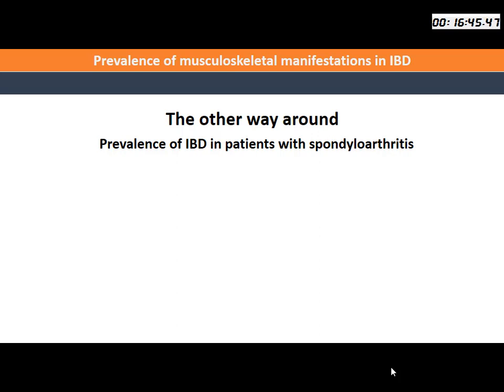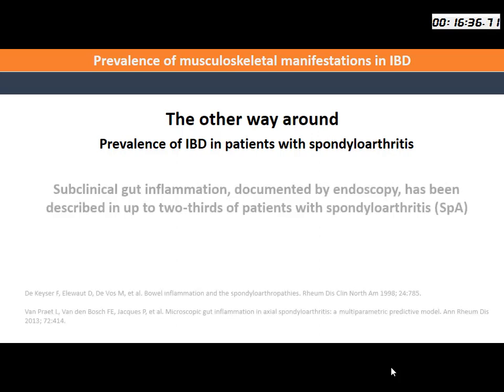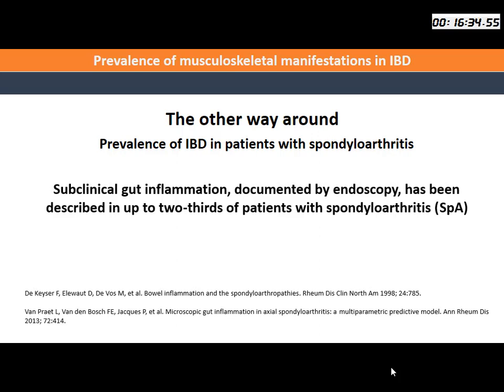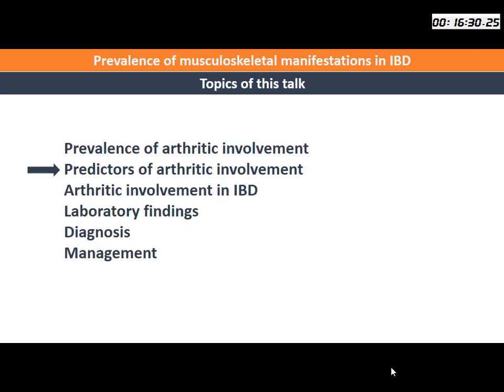Sometimes it's an undifferentiated spondyloarthritis. Whether it is this or that or a clear disease, we know that subclinical gut inflammation is present in around two-thirds of patients with spondyloarthropathies.